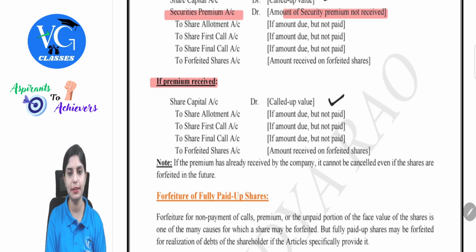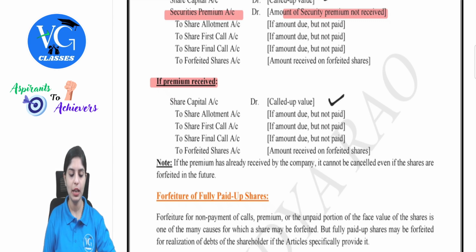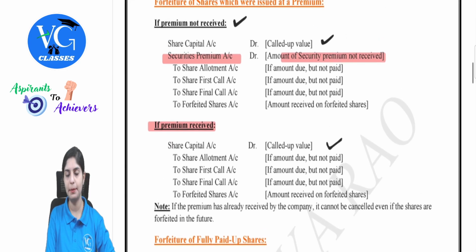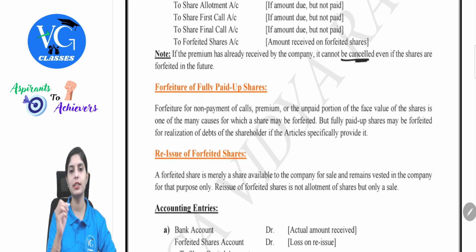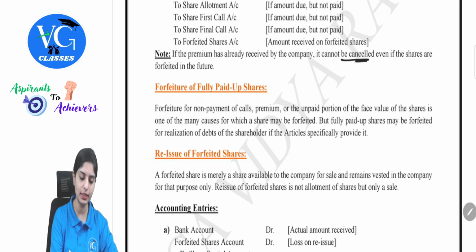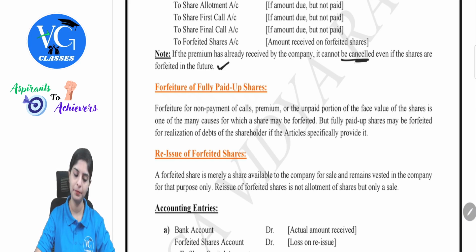If premium is received, we will not cancel. So therefore, you will not see anything on the debit. If premium is not received, then no amount was transferred to securities premium account. So therefore, securities premium will be debited. I hope this is clear. If the premium is already received by the company, it cannot be cancelled even if the shares are forfeited in the future. That is, even if they are cancelled, it cannot be taken out from the balance.